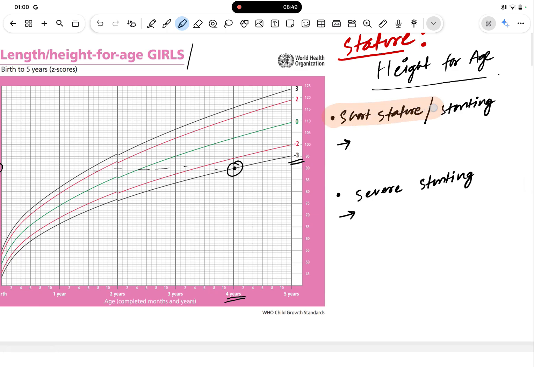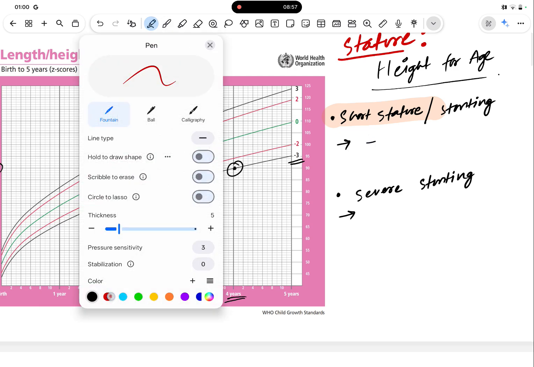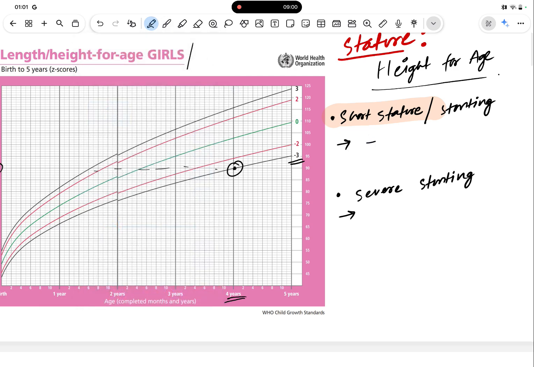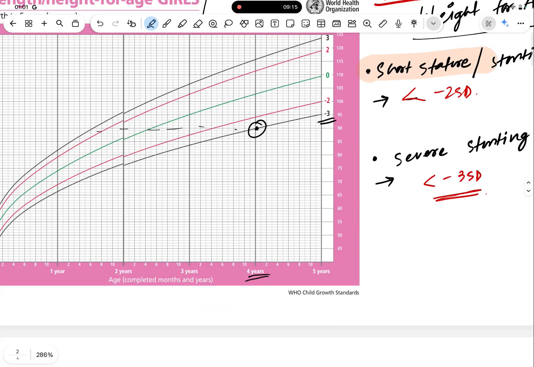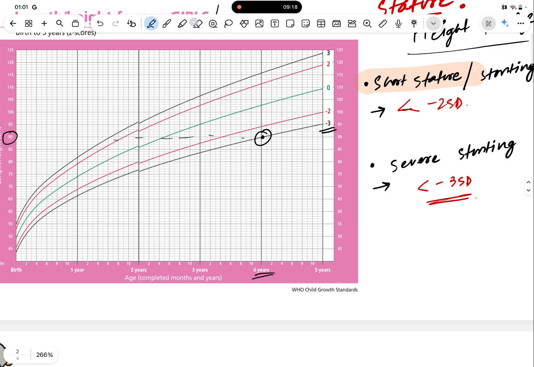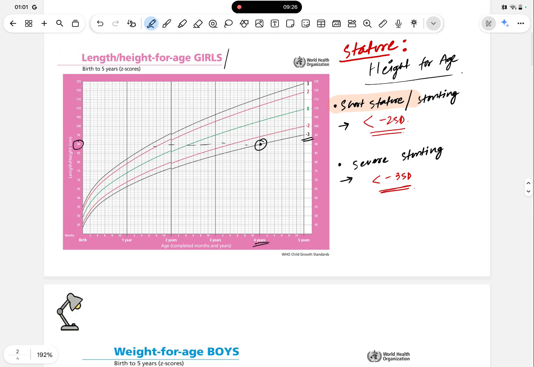A child is said to be short stature when his height is less than minus 2 standard deviation. And severe stunting is when height is less than minus 3 standard deviation. So this example which we have taken is a case of severe stunting, right? Let's make it clear. Less than minus 2 standard deviation is short stature, and severe stunting is less than minus 3 standard deviation.